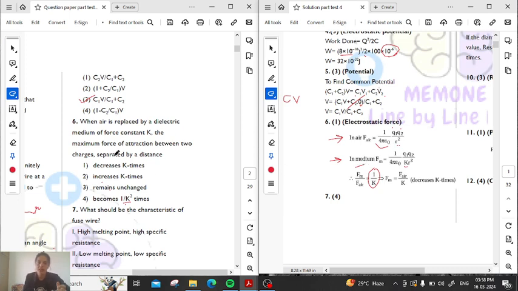So from there we can find this Fm. What is the force in the medium? Because we need to find that only. So if we cross multiply it, we get Fm is equal to F air by k. So that means you can see this Fm in terms of k.